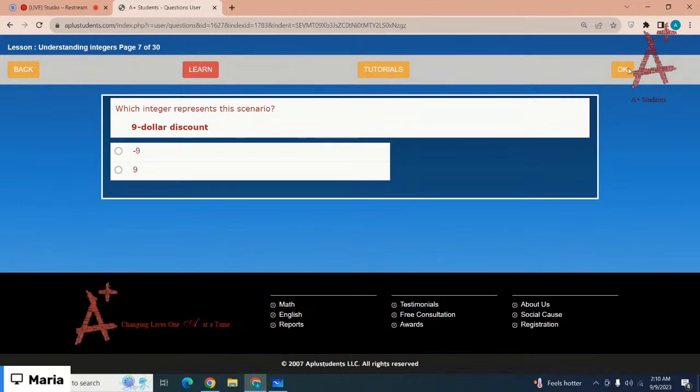$9 discount. So which is the correct option? $9 discount. Discount means the price would be reduced then, right? That means that it would be represented by the negative number. That would be -9, right?